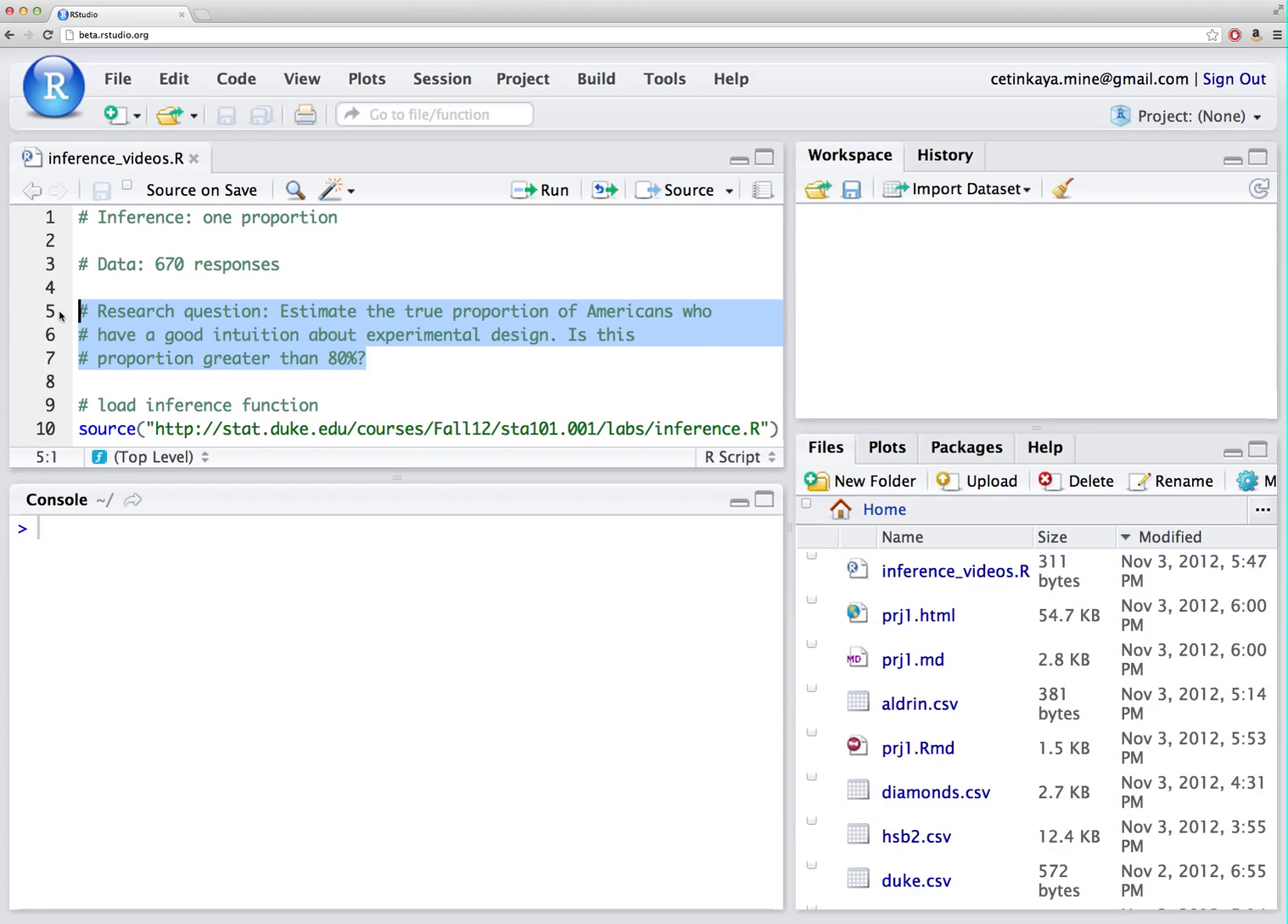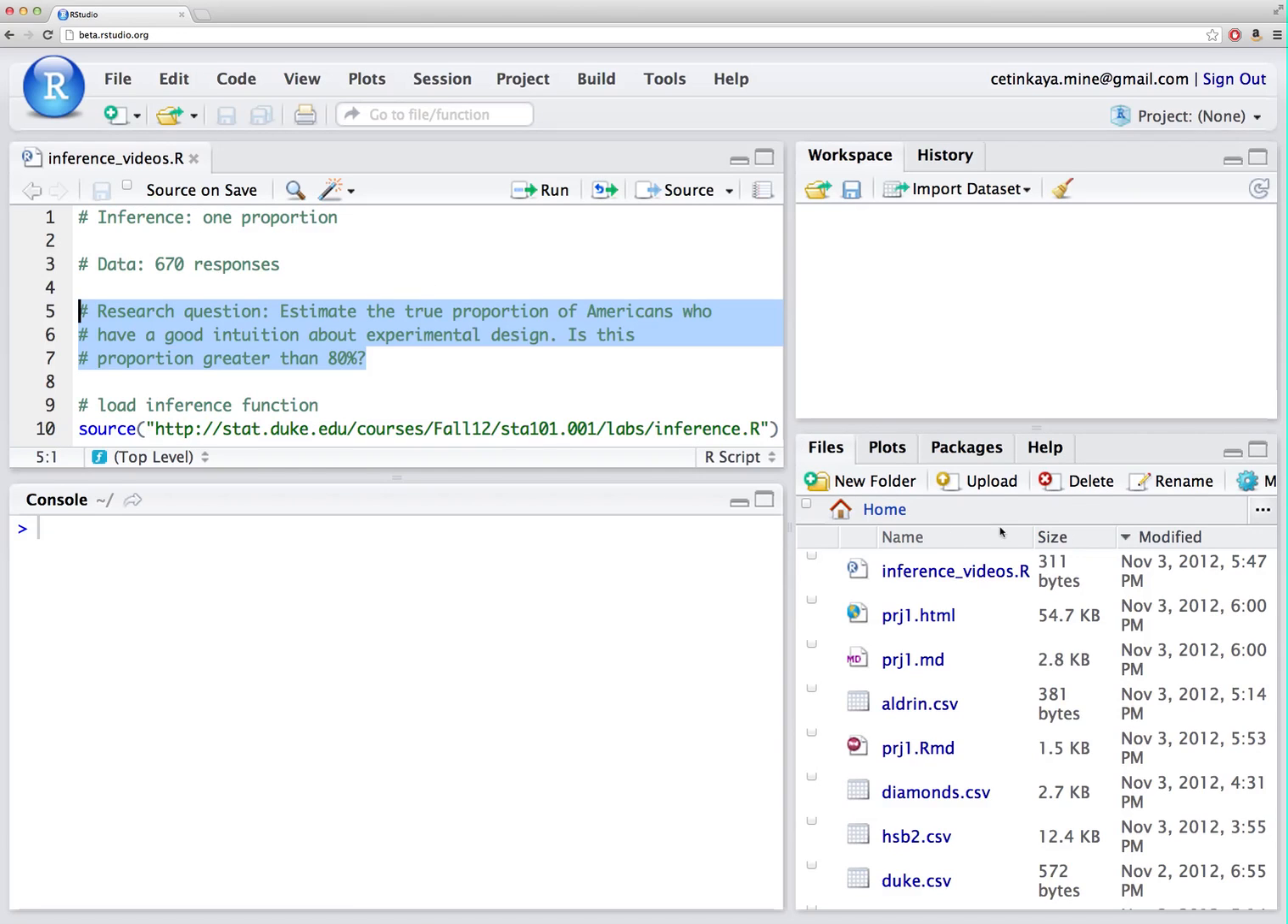We want to answer these two research questions. Estimate the true proportion of Americans who have a good intuition about experimental design, in other words, who answered this question correctly by choosing only 500 get the drug, and to also answer the question, is this proportion greater than 80%? 80% here is an arbitrary number that we're just using in order to demonstrate doing a hypothesis test. So first we're going to do a confidence interval for our estimation, and then we're also going to test these data against a null value of 80%.